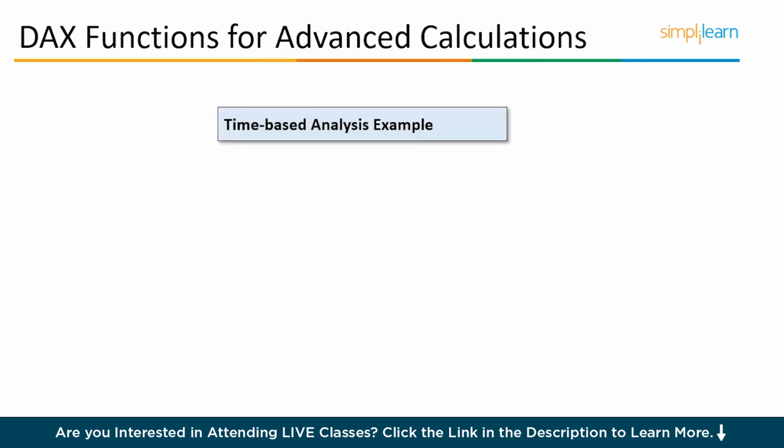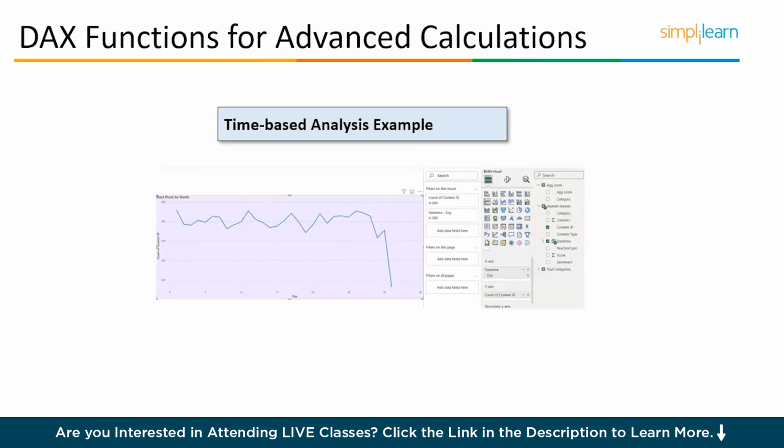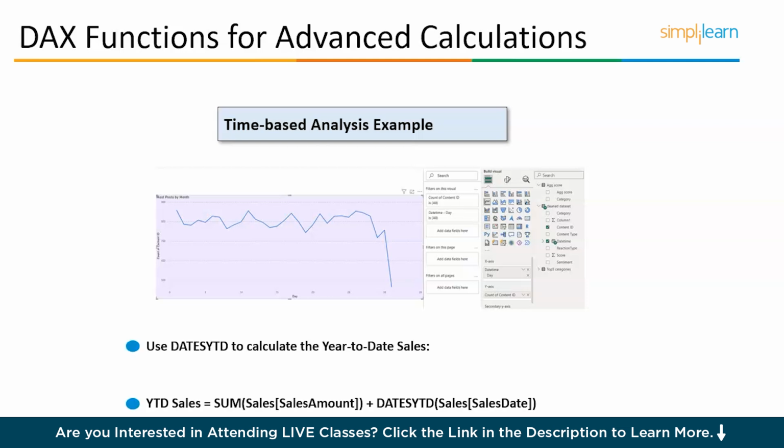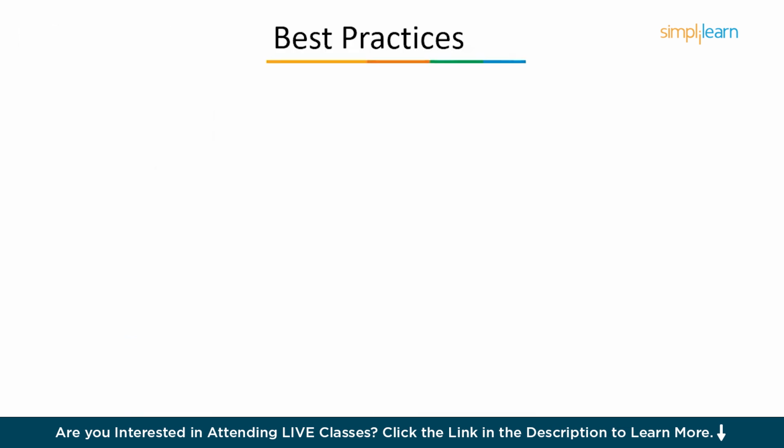For time-based analysis, you might use DATESYTD to calculate year-to-date sales or compare this year's sales to last year's. We can use SAMEPERIODLASTYEAR. We can also use previous year, previous quarter, or previous month. These time intelligence functions are essential for any business that wants to track performance over time. Let's go ahead and see some time series based calculations with DAX in Power BI, as we have already seen a few examples of Power BI DAX.